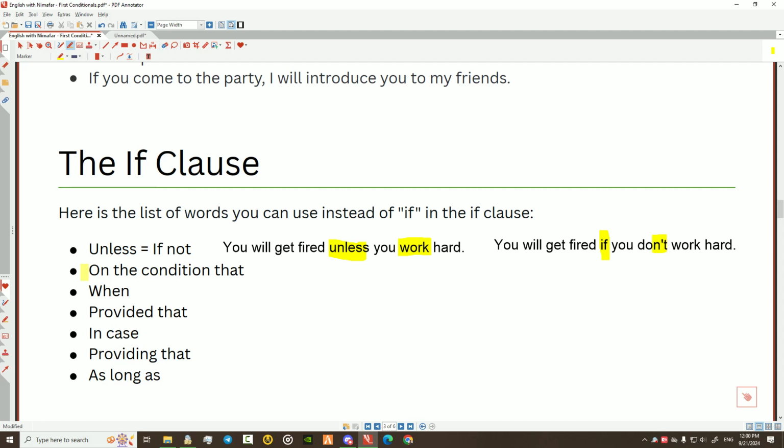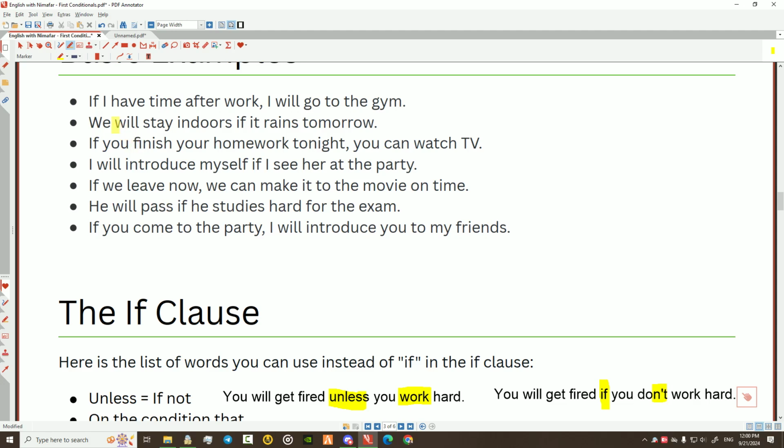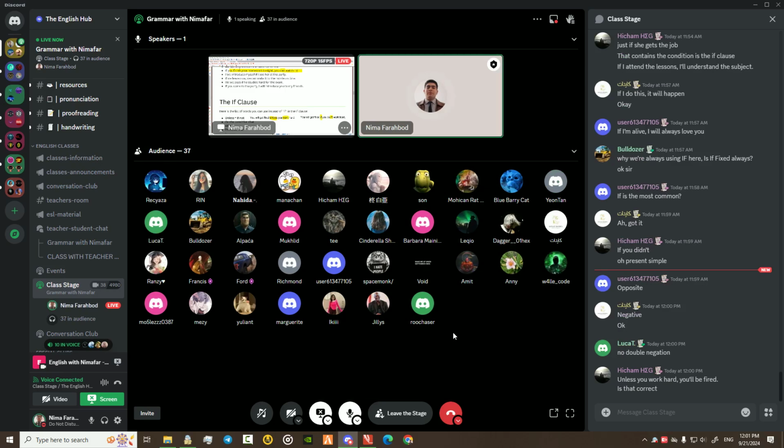Or when, we're talking about time. Here we had, you can watch TV. For example, here, if you finish your homework tonight, you can watch TV. I can say, you can watch TV when you finish your homework, or even when you have finished your homework. I have these alternatives too. Unless you work hard, you will be fired.